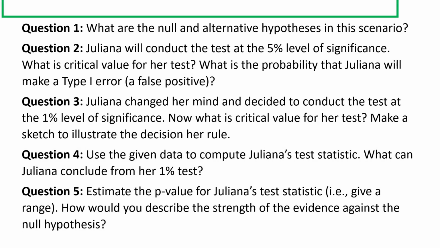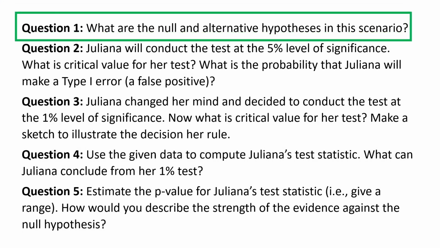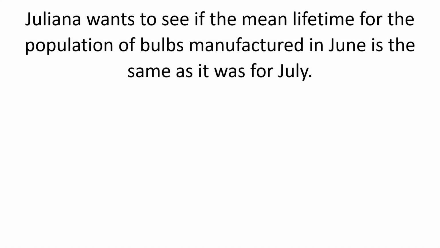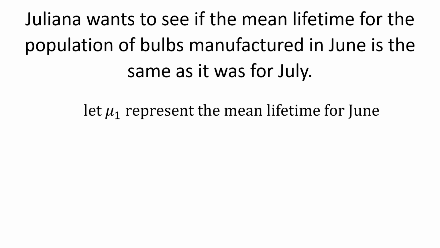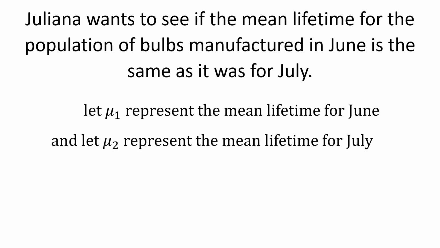Right, so the first question: what are the null and alternative hypotheses in this scenario? Well, Juliana wants to see if the mean lifetime for the population of bulbs manufactured in June is the same as it was for July. So this is the comparison we're going to make. We can let mu1 represent the mean lifetime for June, mu2 represent the mean lifetime for July, and so the null hypothesis is simply that those two mean values are equal to each other, which is to say that their difference is 0. In other words, there's no difference.